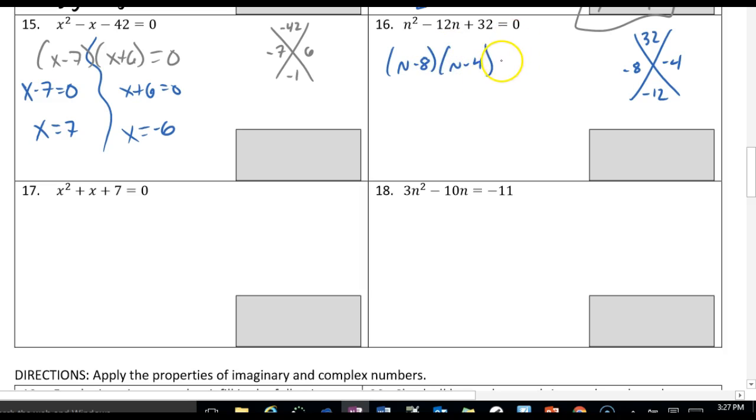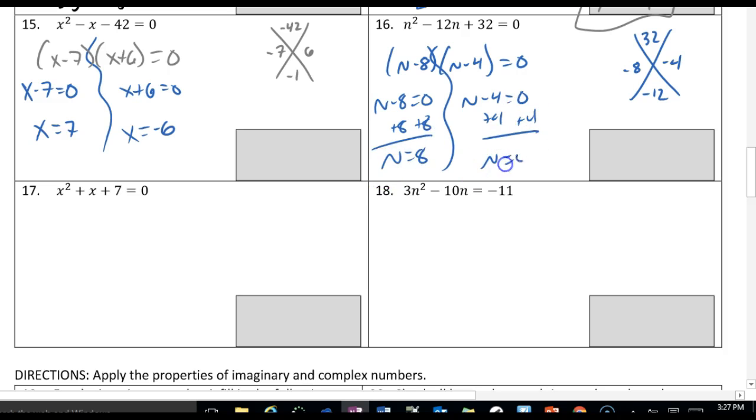n minus 8 times n minus 4 is equal to 0. Divide these up, set them equal to 0, and then solve each of them. So n is equal to 8, n is equal to 4.